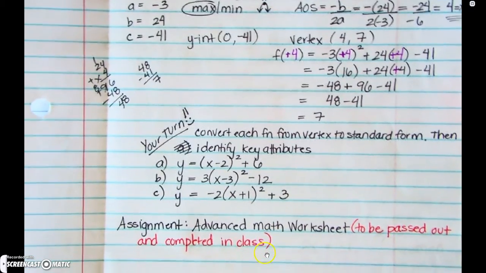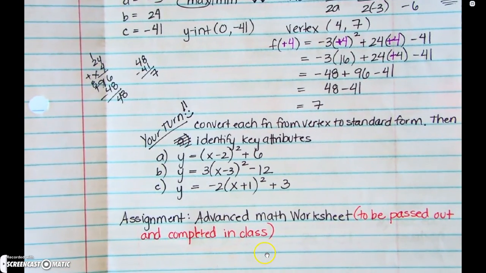It's your turn. In order to turn in these notes completed, I want you to convert the following functions from vertex form to standard form. And then I want you to identify the key attributes. So just like example 1, 2, and 3, I want you to do the same thing.